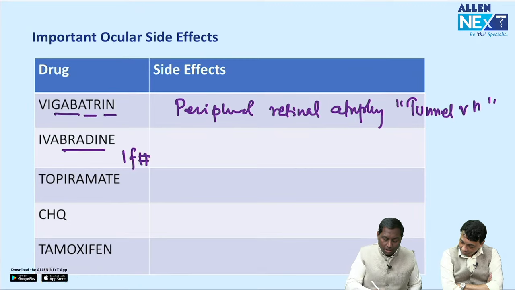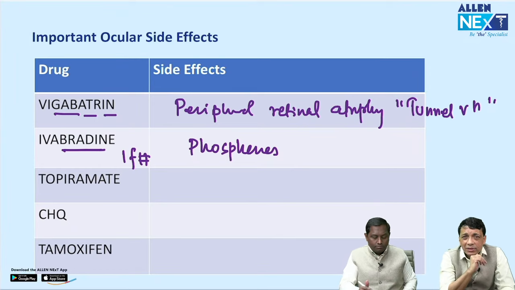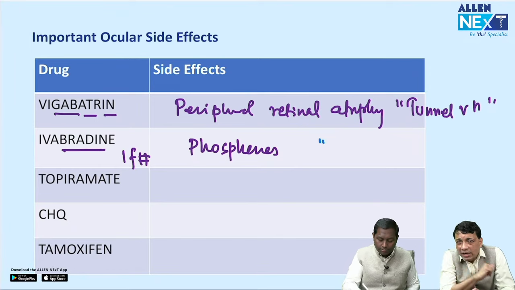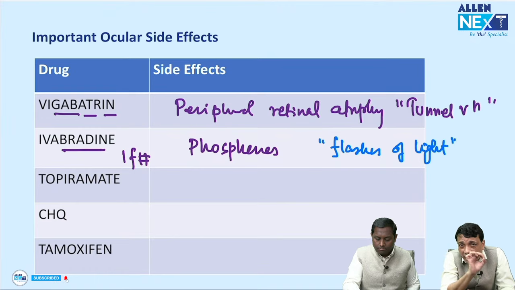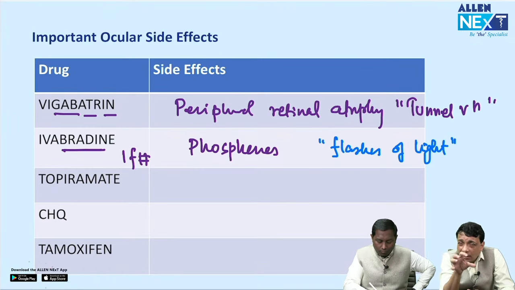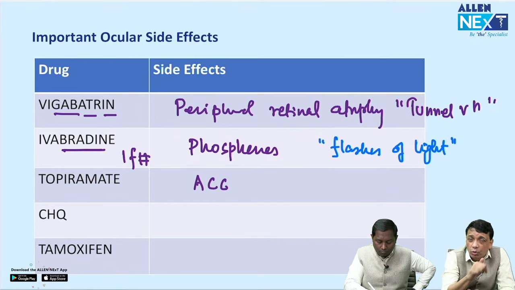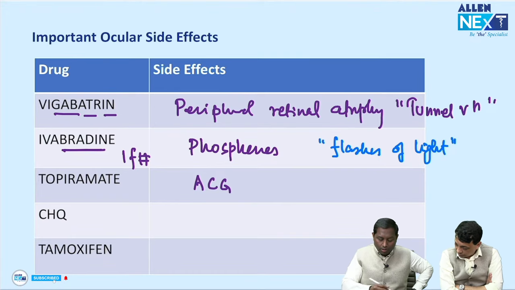It's an anti-epileptic drug. Ivabradine is going to cause a side effect, that is phosphenes. Sir, can we tell our students what phosphenes actually is? See, phosphene is a sensation of light when there is no light reaching the eye. You often get these whitish dots when you get hit in the eye. Suppose you get hit in the eye, you get these flashes of light. There's actually no light coming, but that sensation of the retina and the optic nerve being stimulated is called phosphenes. I think we have already covered topiramate causing angle closure glaucoma.